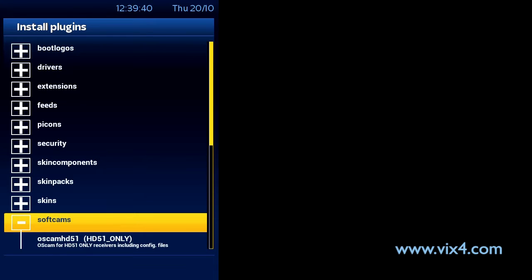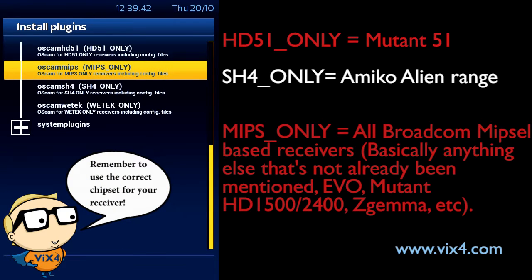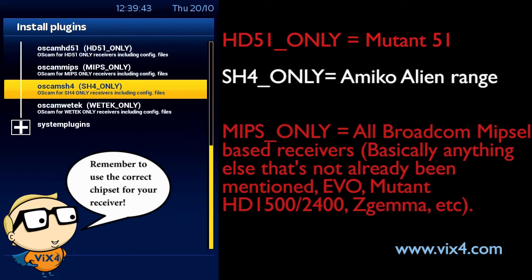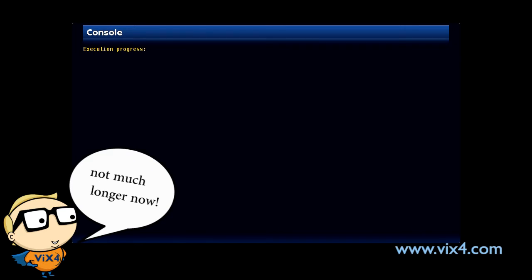Here you will see a number of options. If your receiver has an SH4 chipset like mine, Amico Alien Mini or Amico Triple Plus, we will need to select SH4 OScam. For any other Enigma 2 receiver, you should use OScam MIPS unless specified. Select OK to download, and this will include all configuration files and will make it easier to set the receiver up. This will also take a few moments to download.